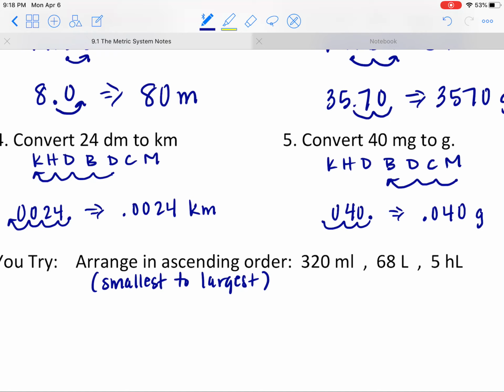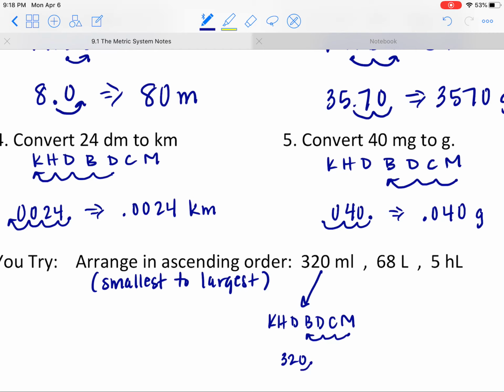I can't just say, oh, that one's liters, it's the biggest, because the numbers are different, right? If it was 1 milliliter and 1 liter and 1 hectoliter, we would know. But since the amounts change, let's convert them all. It doesn't matter what you convert. Maybe we convert them all to liters. So let's deal with this guy first. King Henry died by drinking chocolate milk.